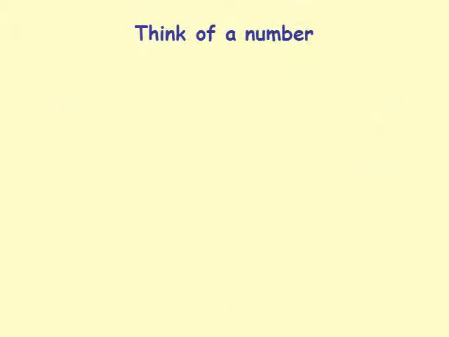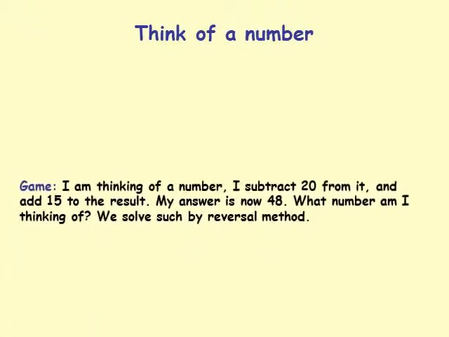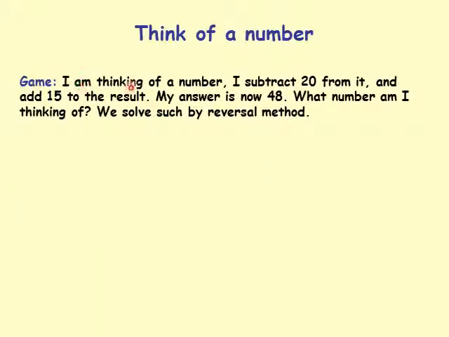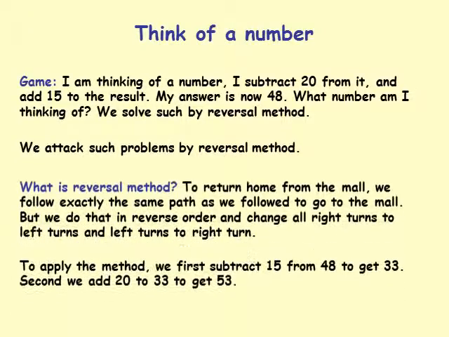Now, another way to think of a problem is to think of a number. Here's the game. I'm thinking of a number. I subtract 20 from it and add 15 to the result. My answer is now 48. What number am I thinking of? We solve such problems by the reversal method. What is that reversal method I'm talking about? Let's see what that is.